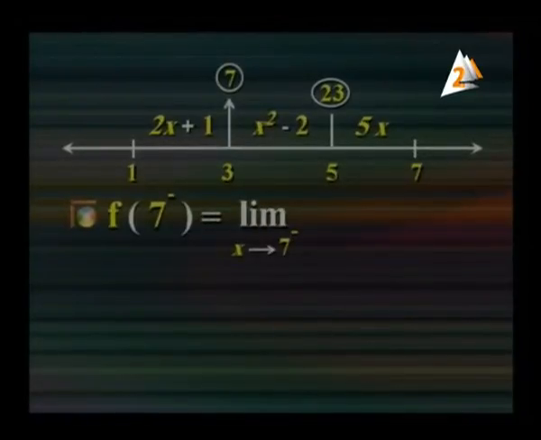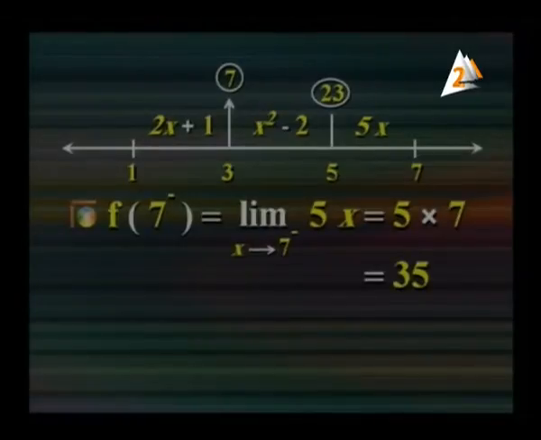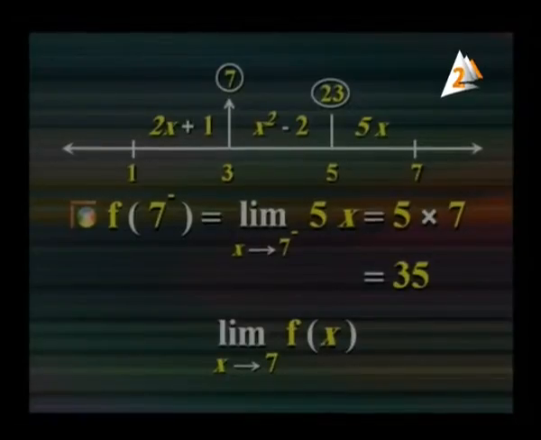f of 7 negative, substitution about x equals 7 in 5x. 5 times 7 equals 35. Then limit f of x when x tends to 7 equals what? 35. Another example.